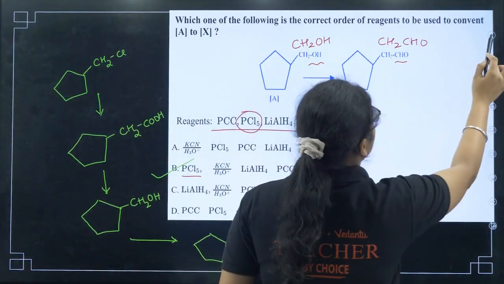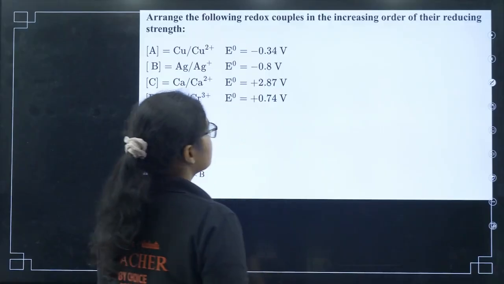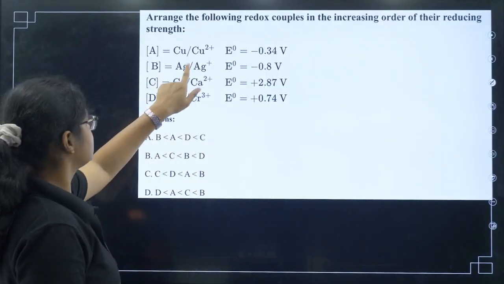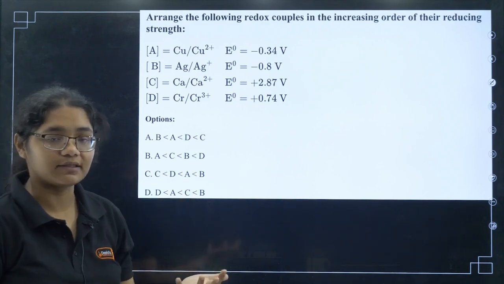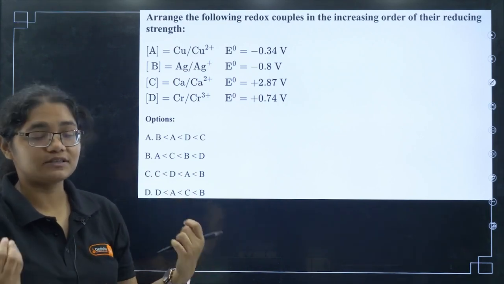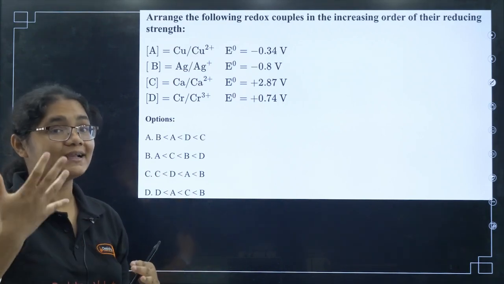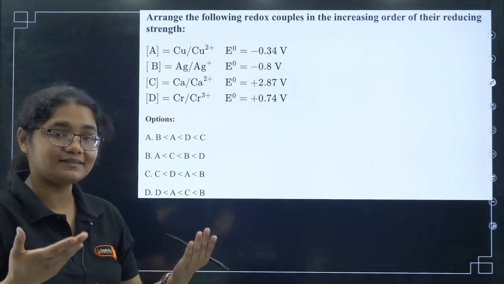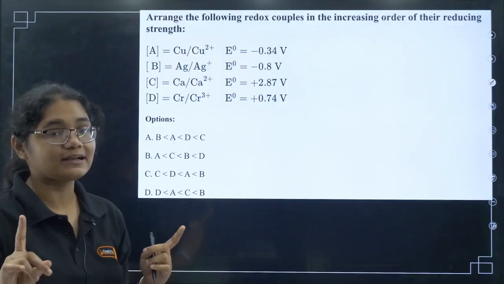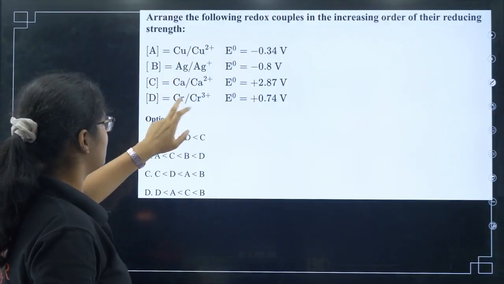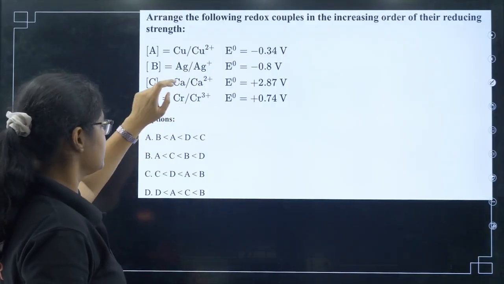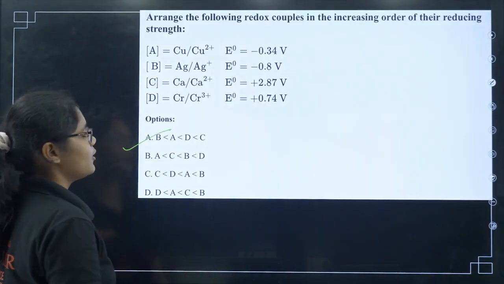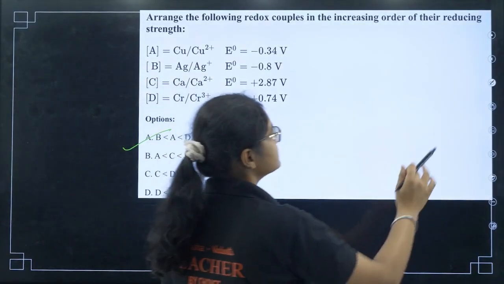Okay. Next question, arrange the following redox couples in the increasing order of their reducing strength. Now you can see here all the oxidation potentials are given. The one which has higher oxidation potential, which means it can get oxidized very easily, will also be a very strong reducing agent. It will oxidize itself, it will reduce others, so it will act as a reducing agent. The highest oxidation potential is of calcium, so C has to be the strongest reducing agent here. So option number A is the correct answer.